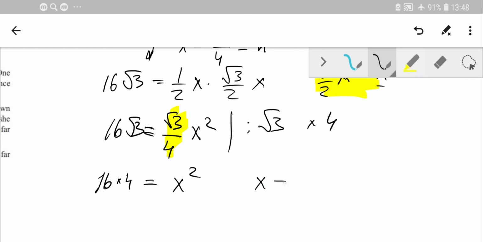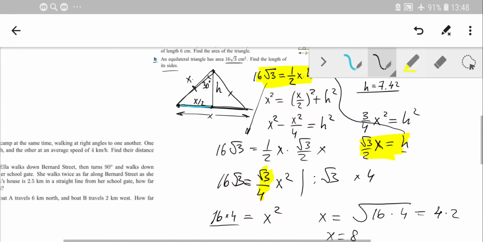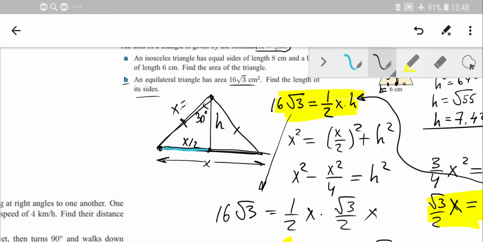Okay, from where x is the square root of, I don't calculate because I know that the square root of 16 and the square root of 4 are good numbers, so it's going to be 4 times 2, which is 8. Okay, so we found out that the side is actually 8.